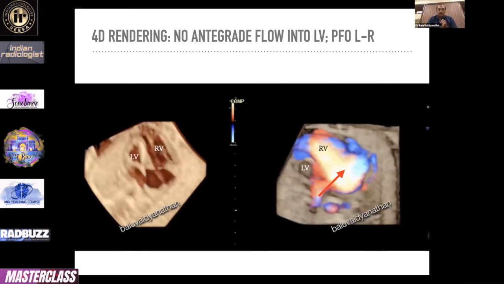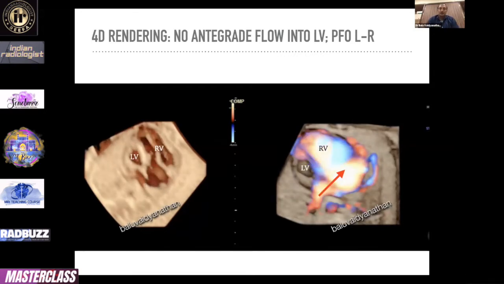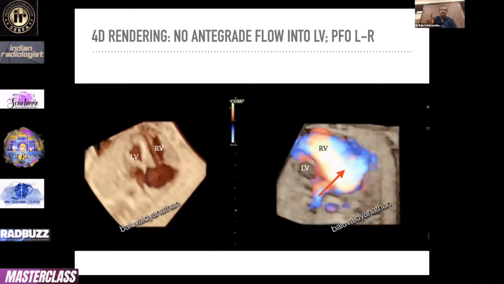The mitral valve typically does not open. And when you switch the color flow on, there will be no filling of the LV, no flow across the mitral valve, and the entire blood from the left atrium goes across to the right atrium through the foramen ovale. That is what is called a left to right shunt across the foramen ovale.